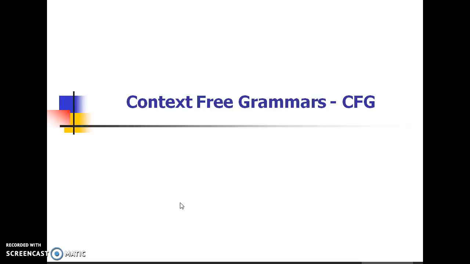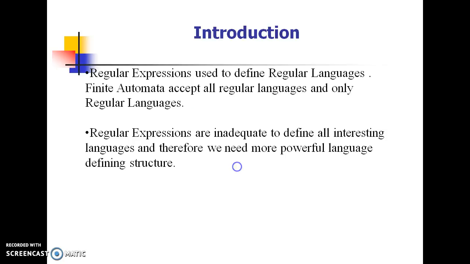Hello, today we shall discuss context-free grammar, a language-defining construct for describing context-free languages. As we all know, regular expressions are used for defining regular languages, and finite automata is a mathematical model which accepts all regular languages, and we can accept only regular languages using the finite automata. There is a set of languages for which we cannot define regular expressions; these languages cannot be described using regular expressions. So we need a more powerful language-defining construct in order to describe such languages.